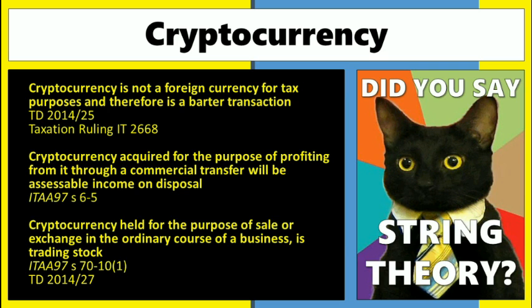And the other thing to note there is that it's also trading stock. So if a person is purchasing Bitcoin or similar currency for the express purpose of reselling it, or in the ordinary course of business, then it's going to be deemed to be trading stock and fall under the relevant tax provisions in the new Income Tax Act, Section 70.